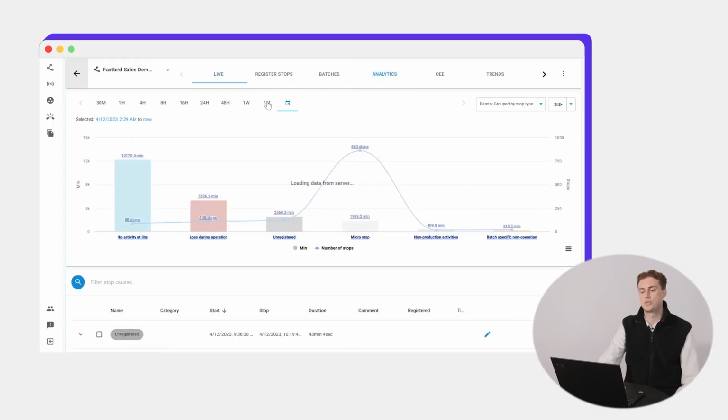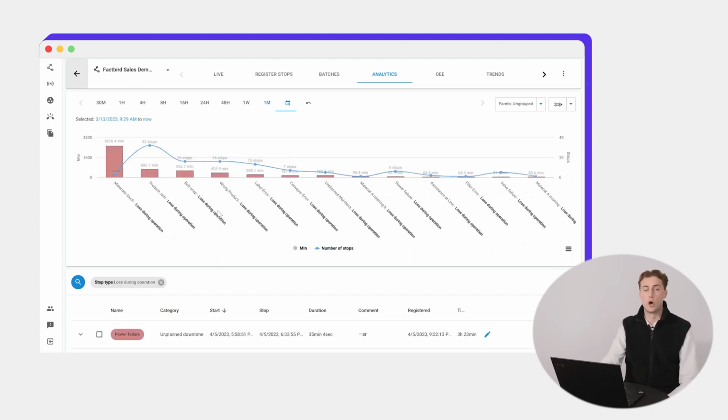But you also, as a production manager, need to know what's costing you time. And so we look at this analytics page here. And if we look at it over the last month, you can see which stops have happened over the last month most frequently, how often they've happened, and how much time they're costing you. So here you can see no activity at line, how many times that's happened, and how much time it's taken, your loss during operation. So these are your unplanned downtime. And they're, of course, what we're going to be most interested in.